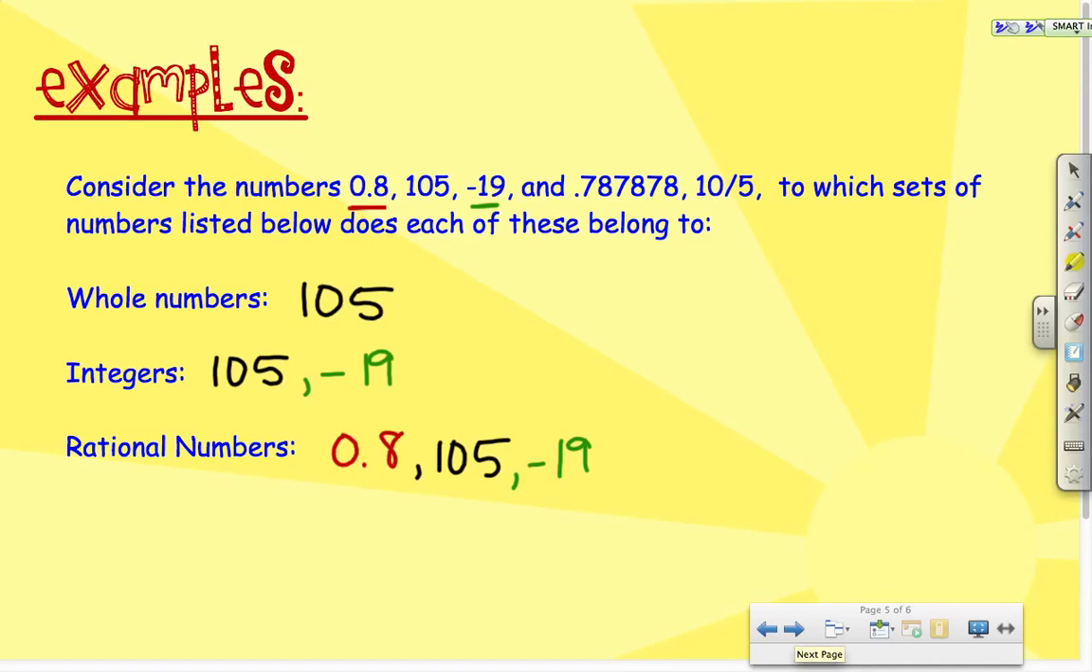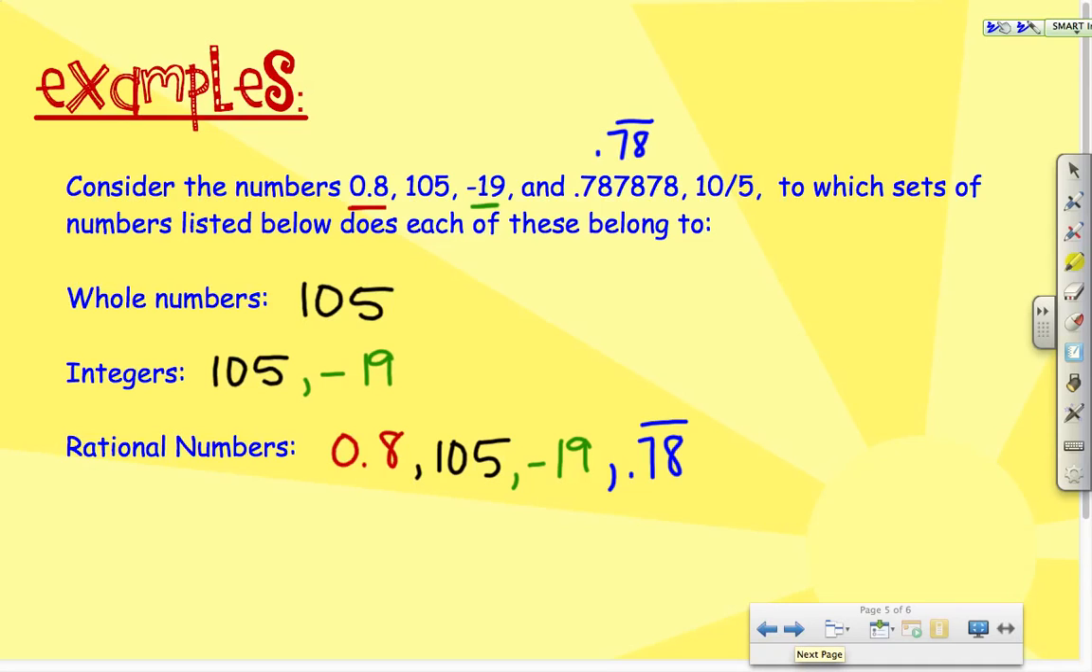All right, let's look at 0.78, or what is approximately 0.78 with a repeating sign over the top. Is it a whole number? No. Is it an integer? No. Is it a rational number? Yes, because it's a decimal that repeats. So we're going to add that guy to our list.